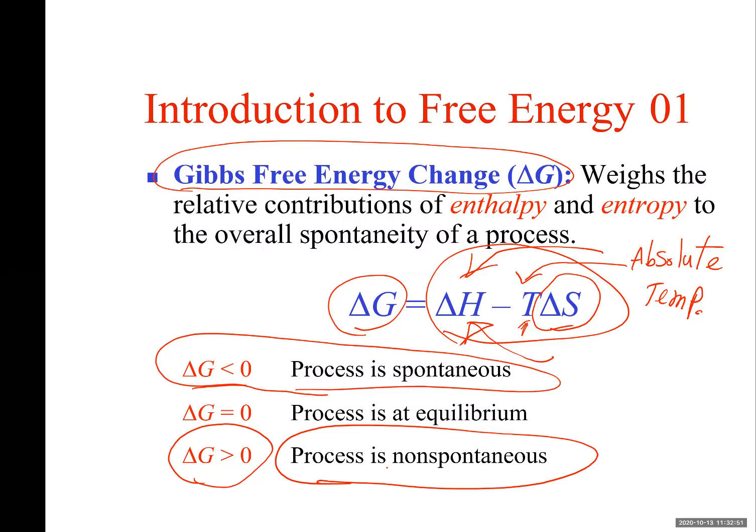It's like water jumping from the river back up to Shasta Dam. It's not going to happen by itself. You have to use energy. And if we calculated this and delta G is 0, that means the reaction is going to be at equilibrium.